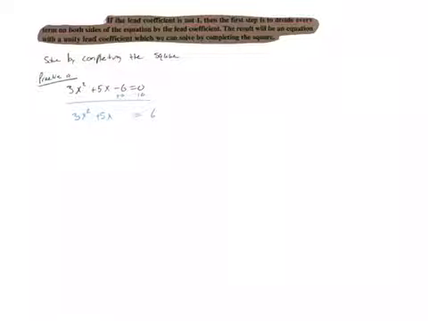I need this leading coefficient right here to be 1. So to do that, I'm going to divide both sides by that number, 3. And if it had been negative, I would have divided by negative 3. So this is going to give me x squared plus 5 over 3x is equal to 2. And again, I purposely left that space right there.